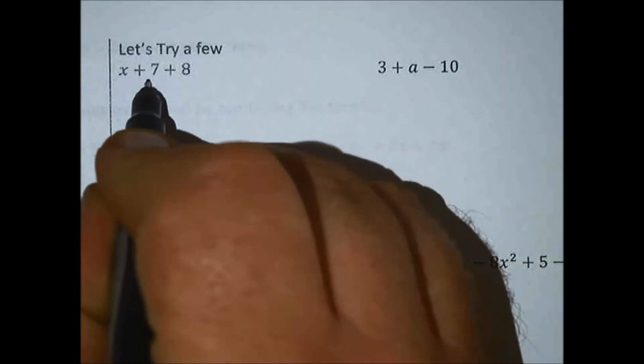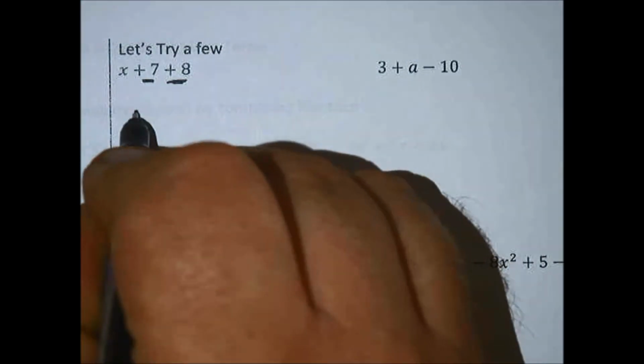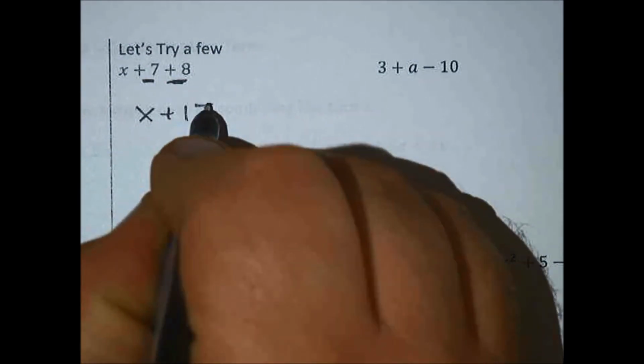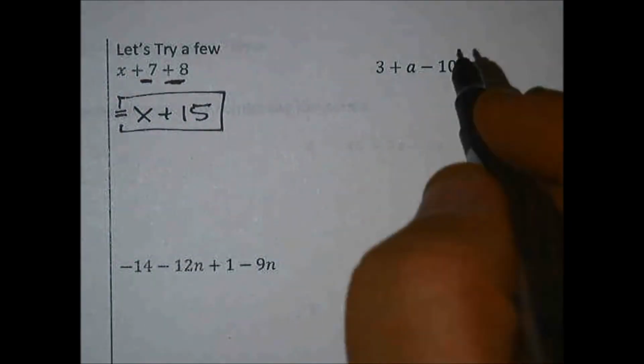So I don't have any other x's, but I have a positive 7 and a positive 8 there. 7 plus 8, that's 15. Pretty easy. That problem's done. We can move on.